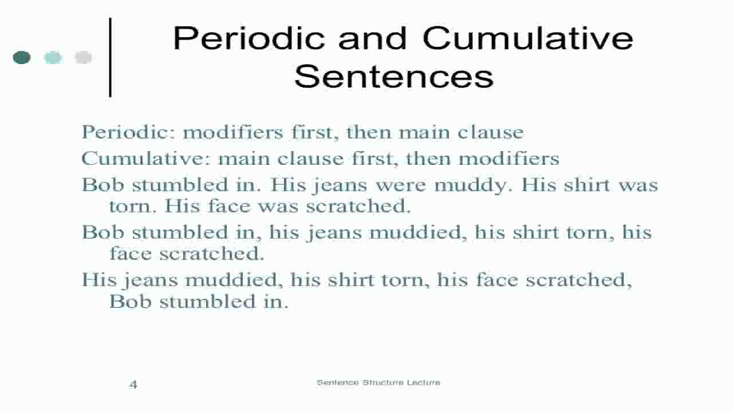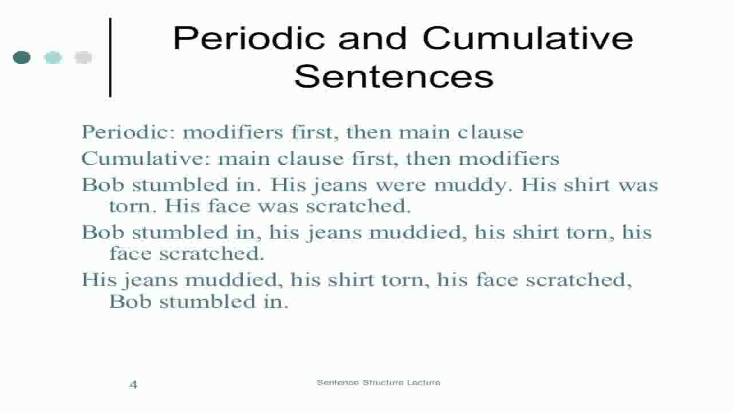If you begin with several modifiers and end with the main clause, you have a periodic sentence. If you begin with the main clause and add modifiers, you have a cumulative sentence. For example, you might have 4 boring subject-verb sentences that you want to combine. Bob stumbled in, his jeans were muddy, his shirt was torn, his face was scratched. You could combine these into a cumulative sentence using the absolute phrases. Bob stumbled in, his jeans muddied, his shirt torn, his face scratched.